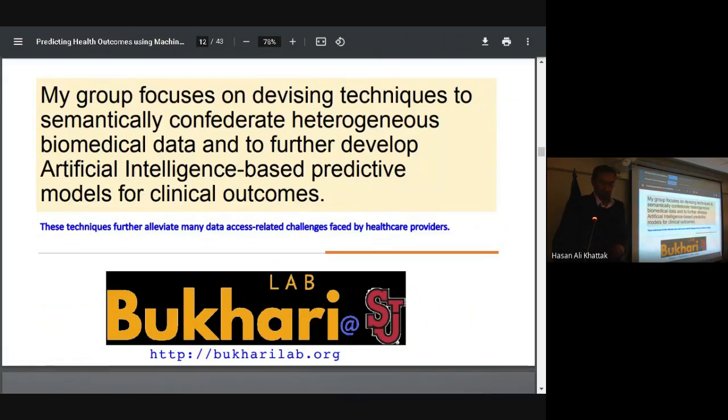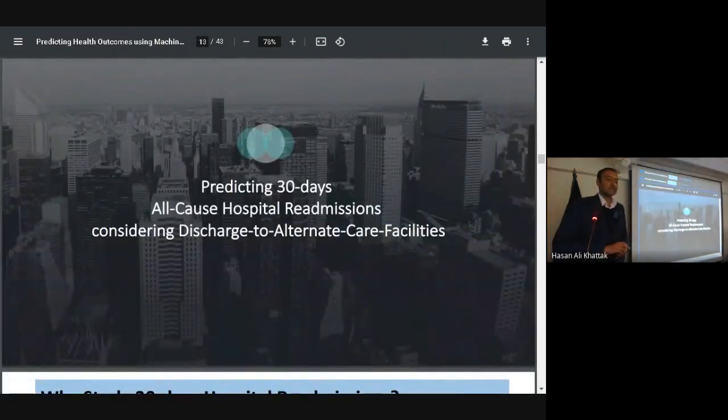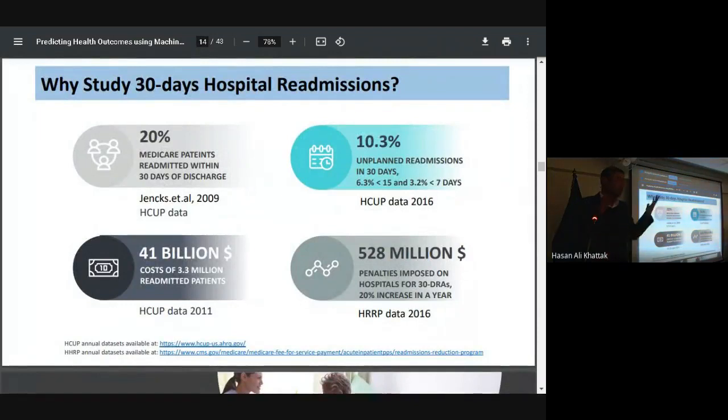All right. With that, I will start with the first use case that I mentioned at the beginning, predicting 30 days all-cause hospital readmission considering discharge to alternate care facilities. Now, why do we need to predict 30 days all-cause hospital readmission? In the earlier slides, I mentioned some parameter factors, and some more here in this slide. Around 20% of Medicare patients are readmitted within 30 days of discharge.